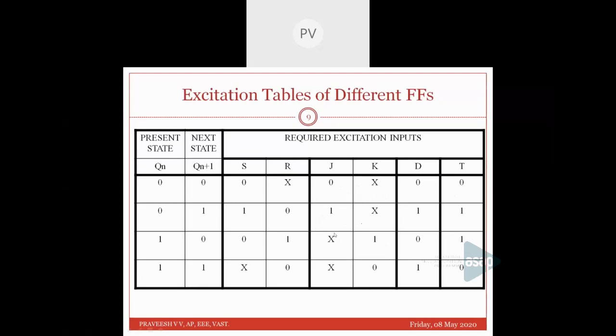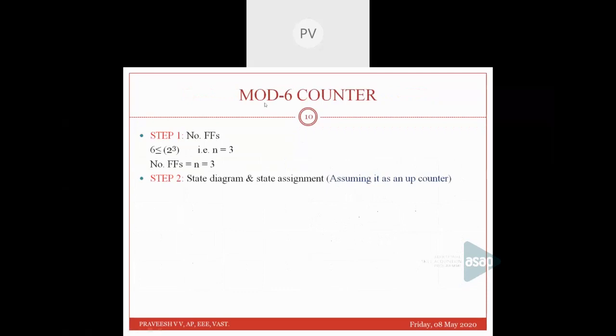ഇവിടുത്തെ എക്സാമ്പിൾ ഞാൻ പറയാൻ പോകുന്നതിൽ JK ആണ് ഉപയോഗിക്കുന്നത്. സോ ഇതൊന്ന് ഓർത്ത് വെച്ചോളൂ: 0x 1x x1 x0. Okay, now coming to the example, I will be designing a mode 6 counter.